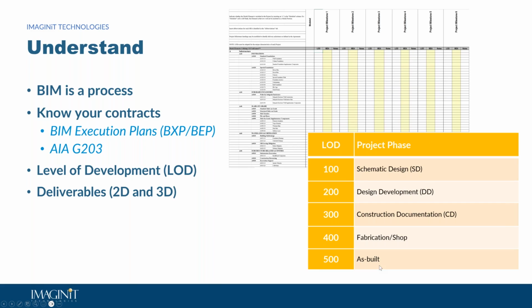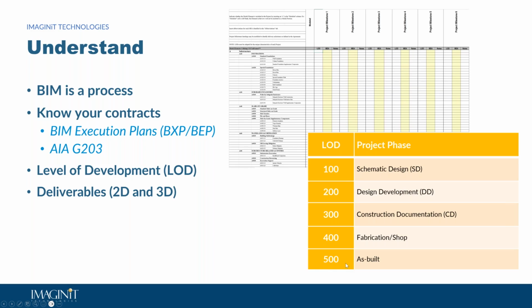And then finally, the as-built requirement. This is one where a lot of things might skip from 300 and go right to 500 if they don't require fabrication and shop drawings, but they could definitely still require to be updated in the as-built model. So on the construction side, this is something that you have to be aware of.